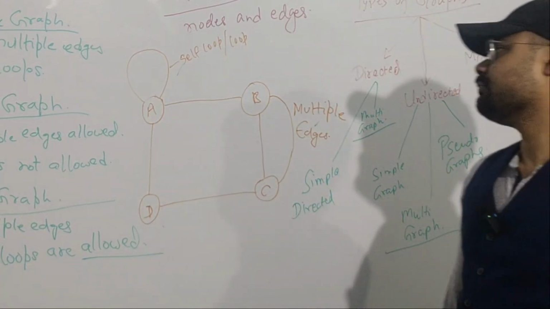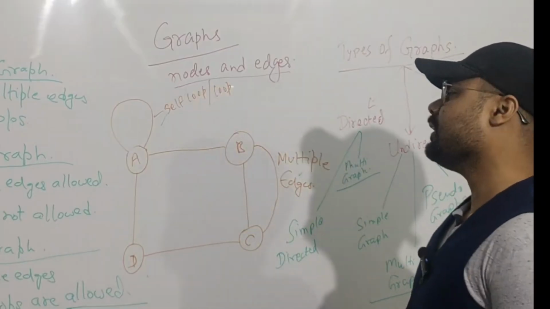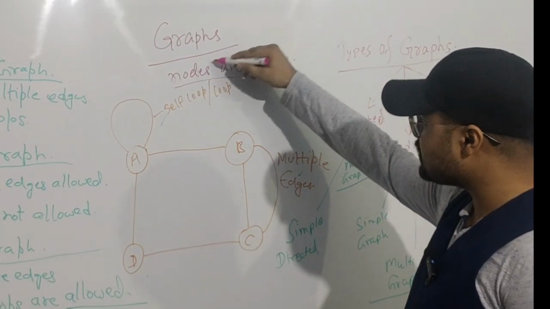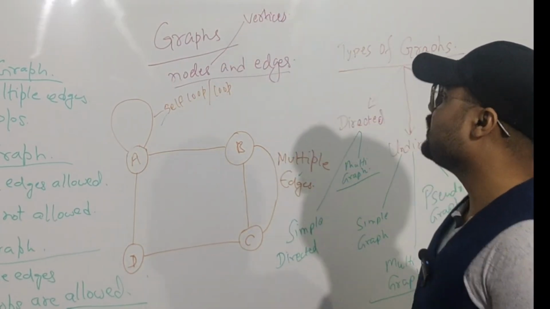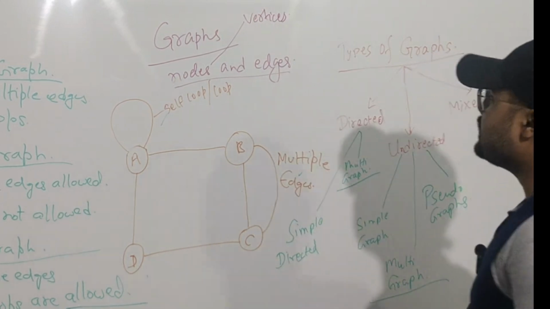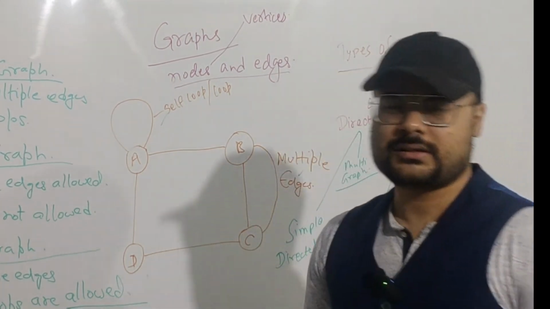Okay, now a graph is basically nodes and edges. Nodes are also called vertices. So how you represent vertices is through a set. I will do it in the next video now.